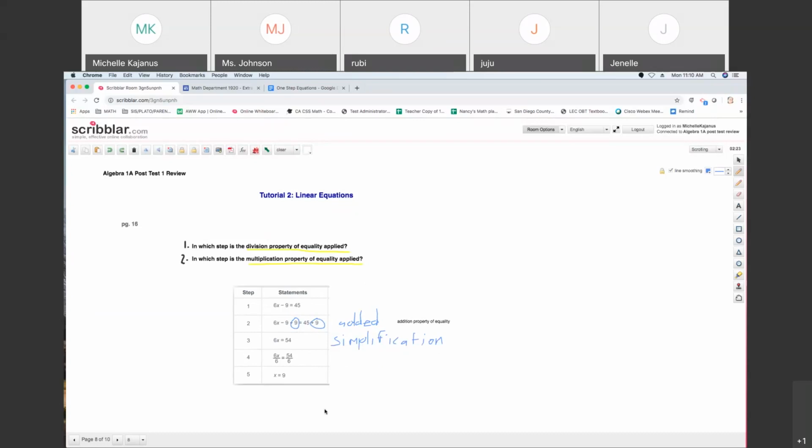Step 4, they are actually dividing by 6. Because they're doing it to both sides of the equal sign, they're actually doing the division property of equality.